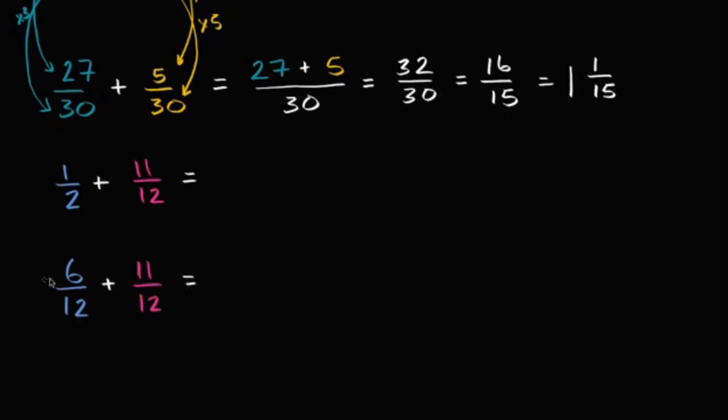So this is going to be equal to 6 plus 11 over 12. We have 6 twelfths plus 11 twelfths is going to be 6 plus 11 over 12, which is equal to 6 plus 11 is 17 twelfths. If we want to write it as a mixed number, that is what? 12 goes into 17 one time with the remainder 5. So 1 and 5 over 12.